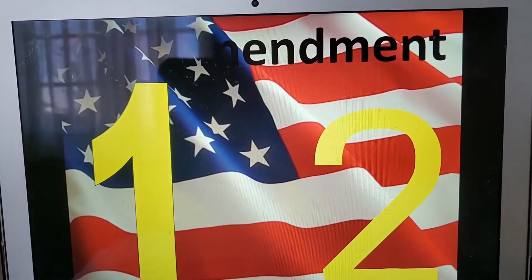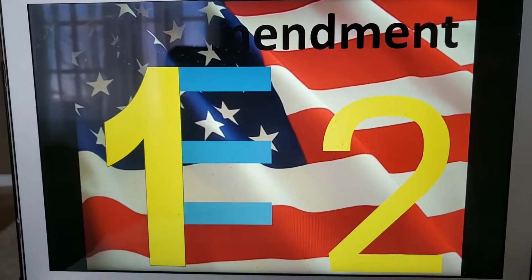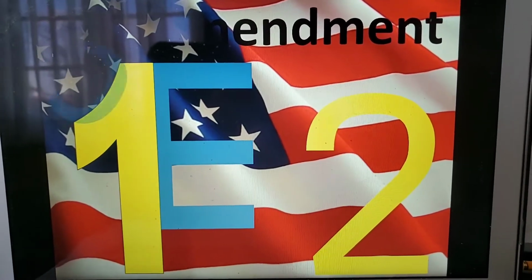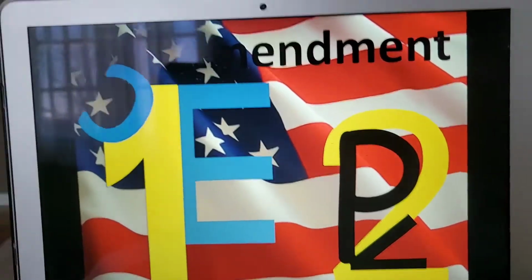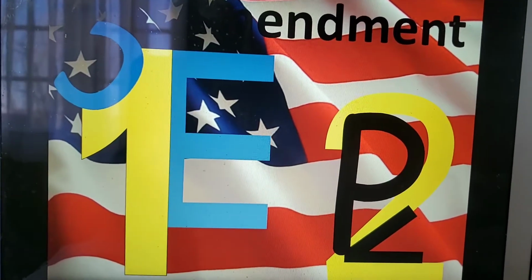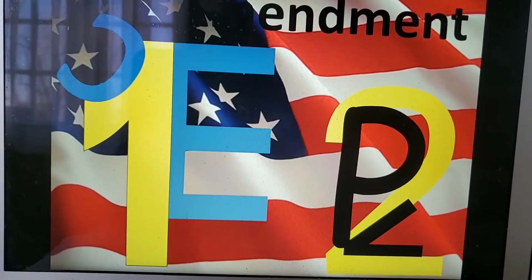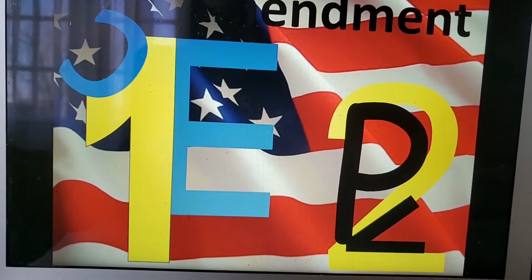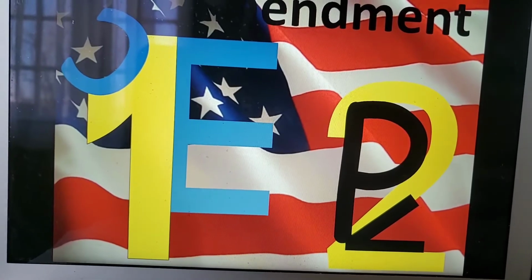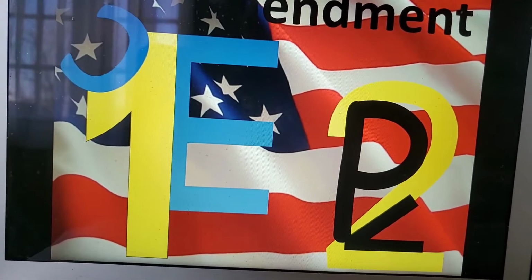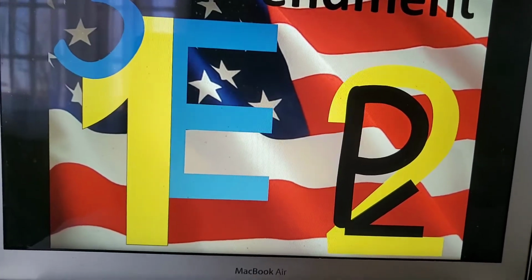All right, moving right along. Number 12. Oops. All right, so the 12th Amendment changed the Electoral College and the way we vote for president and vice president. So there would be one vote for the president and one vote for the vice president.